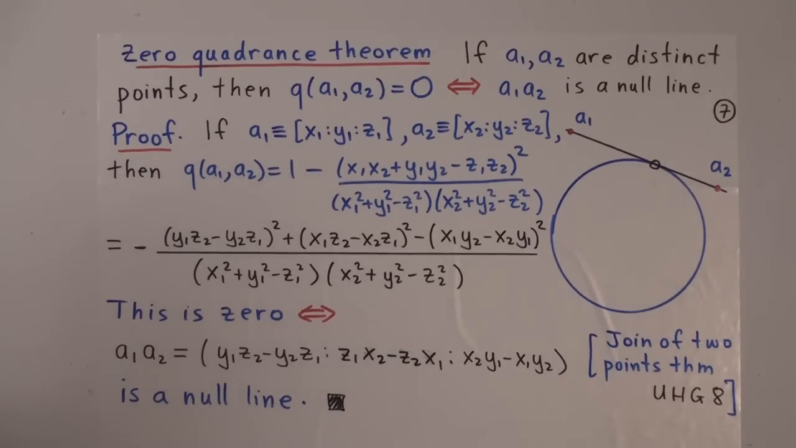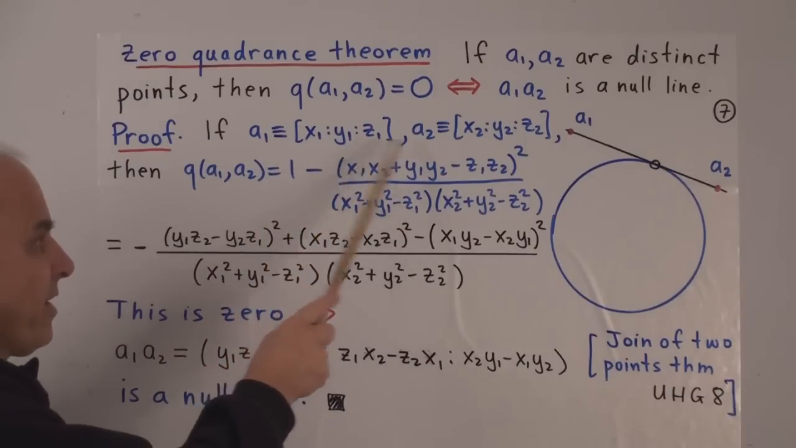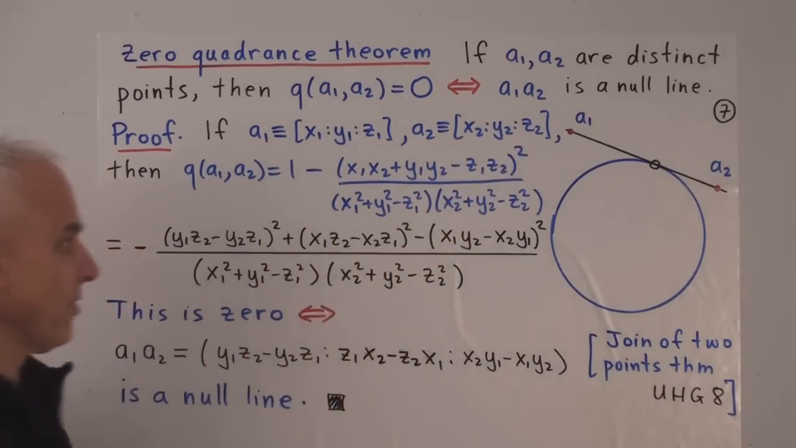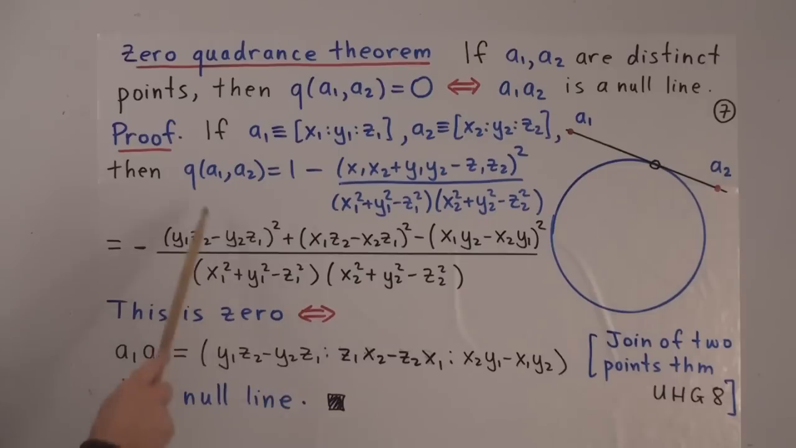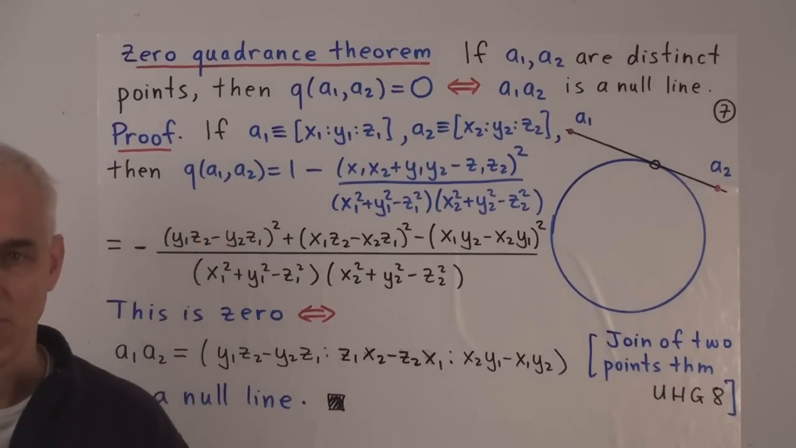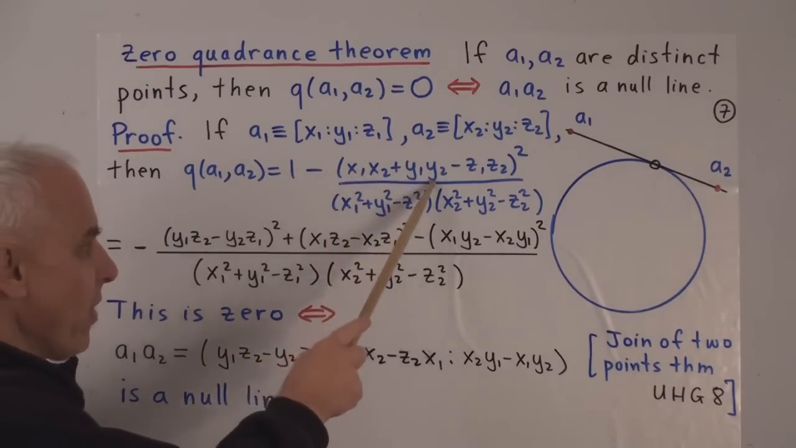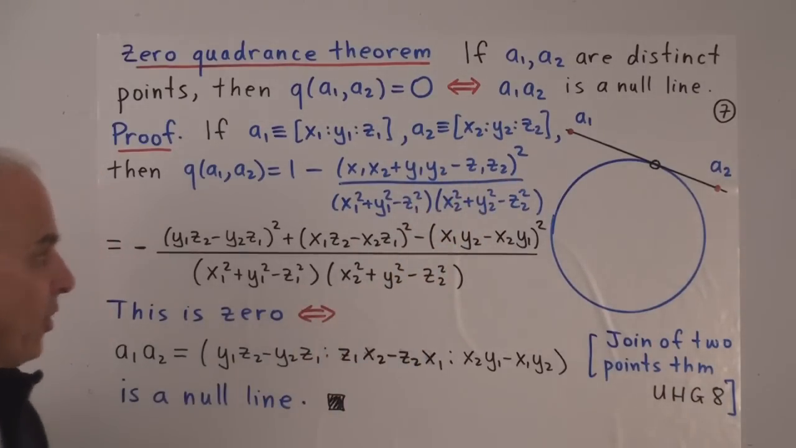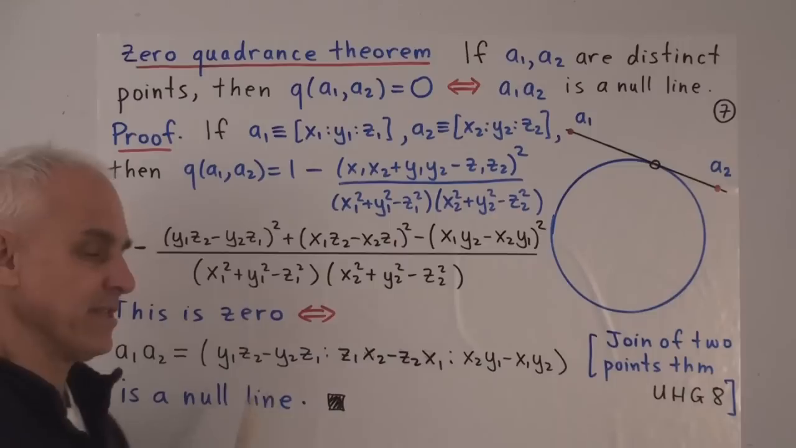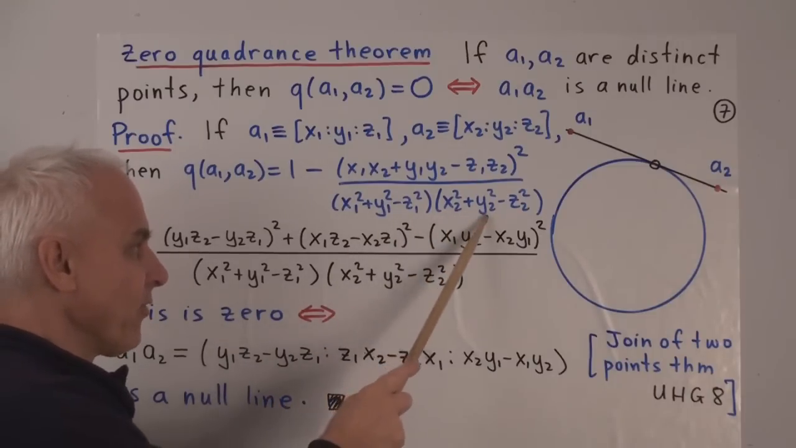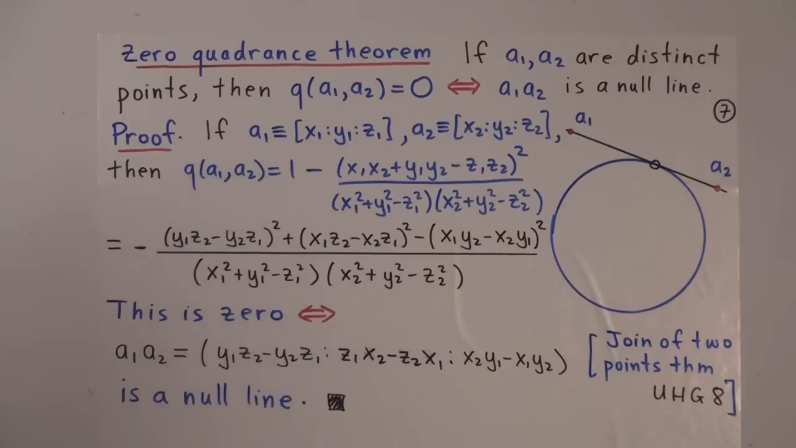So our proof. Suppose that A1 is [X1, Y1, Z1], and A2 is [X2, Y2, Z2]. Then I remind you, here's the formula for the quadrance between the two points. It's 1 minus (X1 X2 plus Y1 Y2 minus Z1 Z2) all squared over (X1 squared plus Y1 squared minus Z1 squared) times (X2 squared plus Y2 squared minus Z2 squared). This formula for the quadrance can be rewritten because we can get everything over a common denominator. And when we do so, we get this expression here.